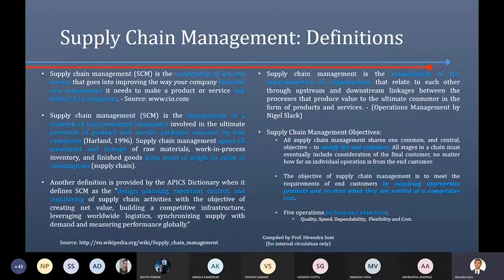There is another definition which says management of the interconnection of organizations. The most important element, the supply chain management objective, is to satisfy the end customer. The objective of supply chain management is to meet the requirements of end customers by supplying appropriate products and services when they are needed, at a competitive cost. And not only when they are needed, but also where they are needed.